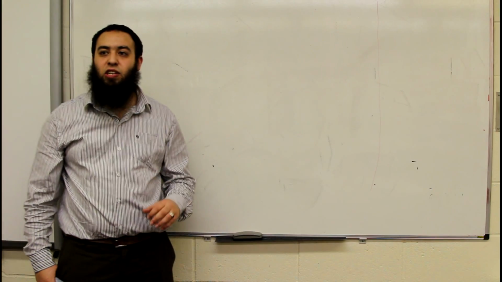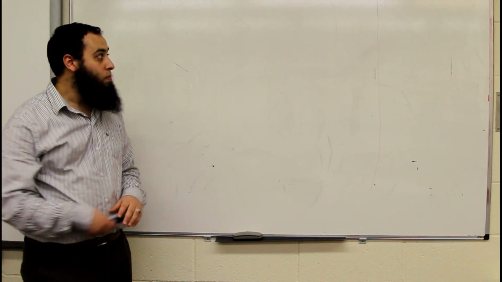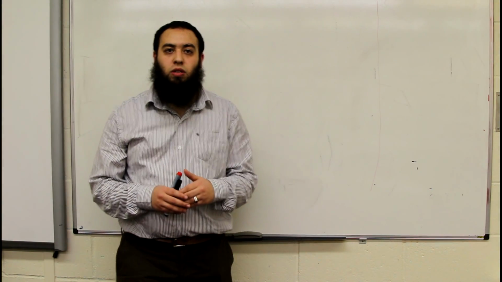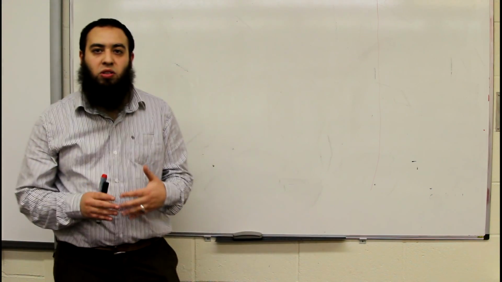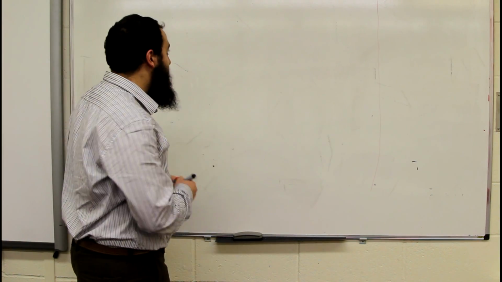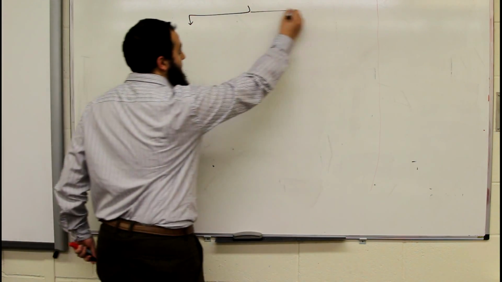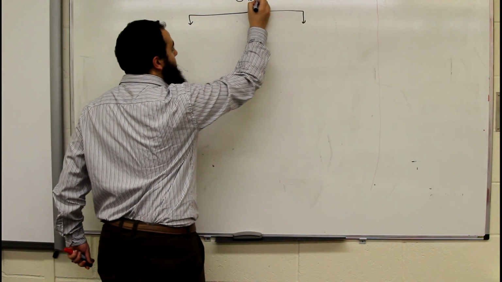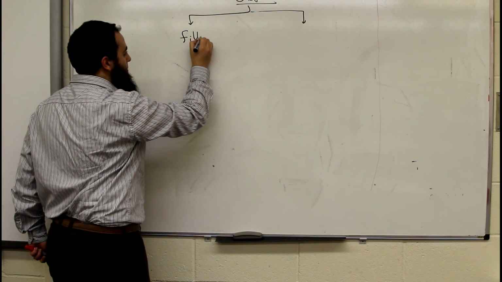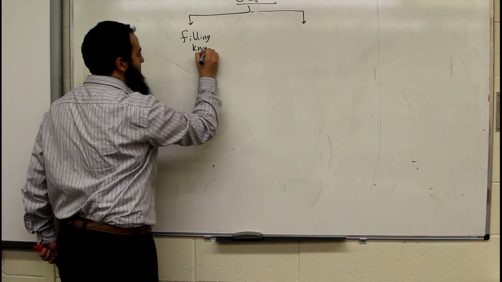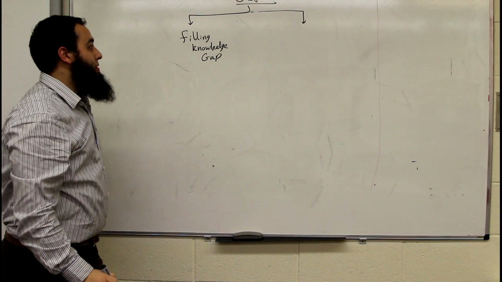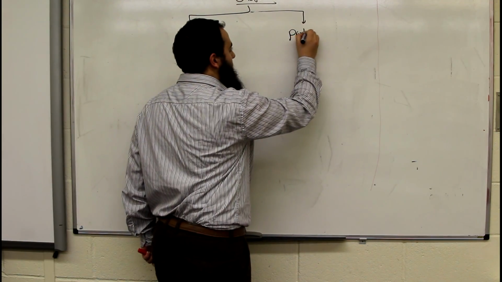This is our second lecture in research methodology. We talked last time about the difference between different philosophies of research. We said that we have two reasons for conducting a research. This is our research objectives. The first one is filling knowledge gap. The second is problem solving.